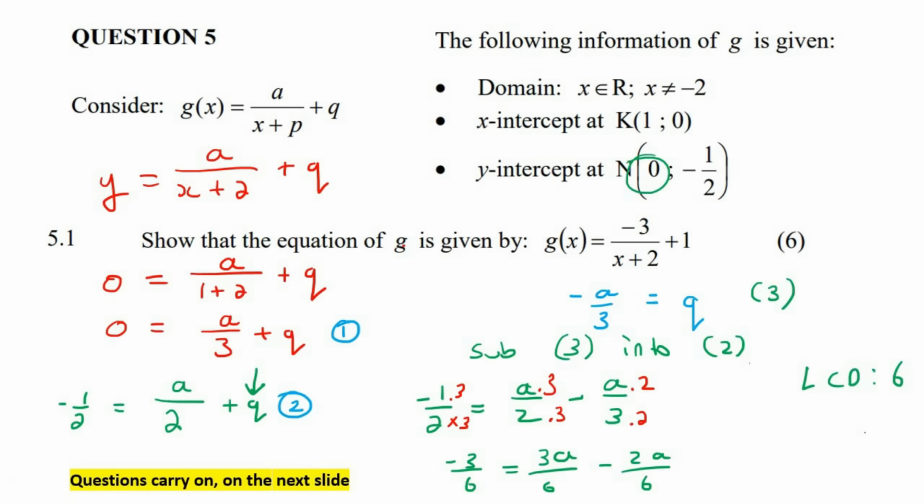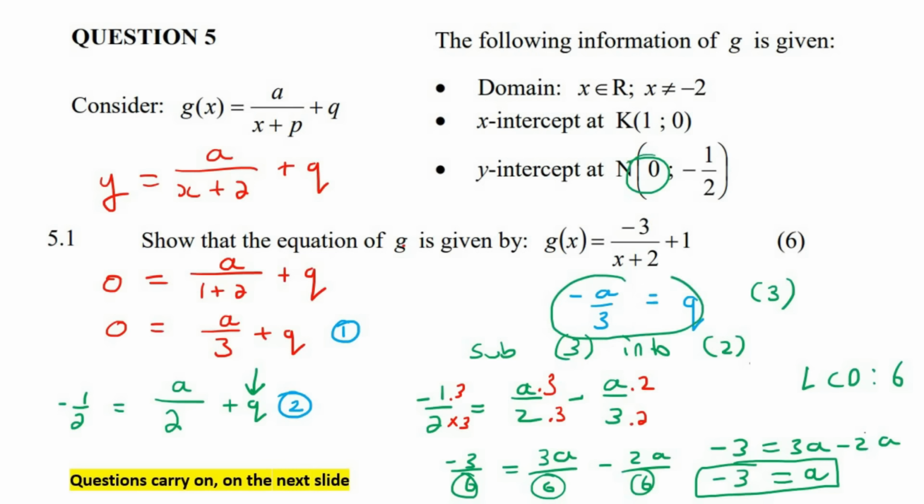Now when you have an equation and all the denominators are the same, you can ignore them. So you now end up with negative 3 equals 3a take away 2a. So negative 3 is equal to a. There we have our answer for a. Now we can plug that back in to get our answer for q. So q would be negative a, which is negative negative 3 over 3, and so q is 1.